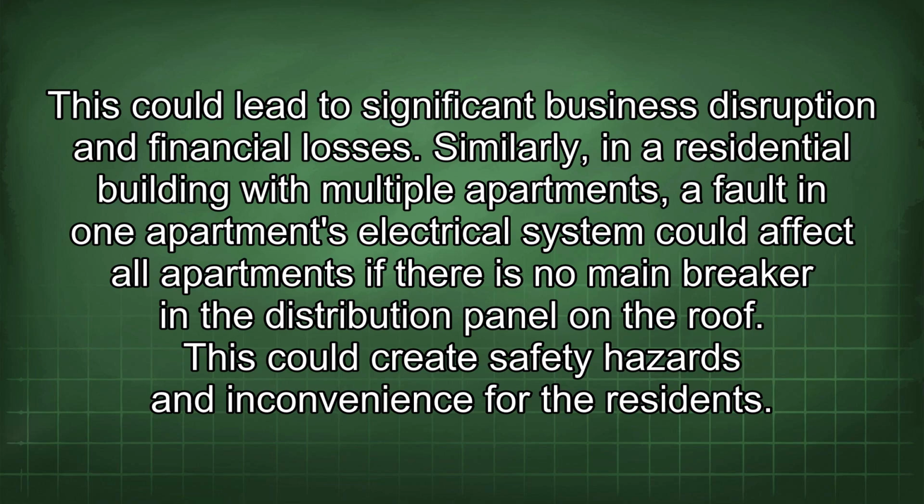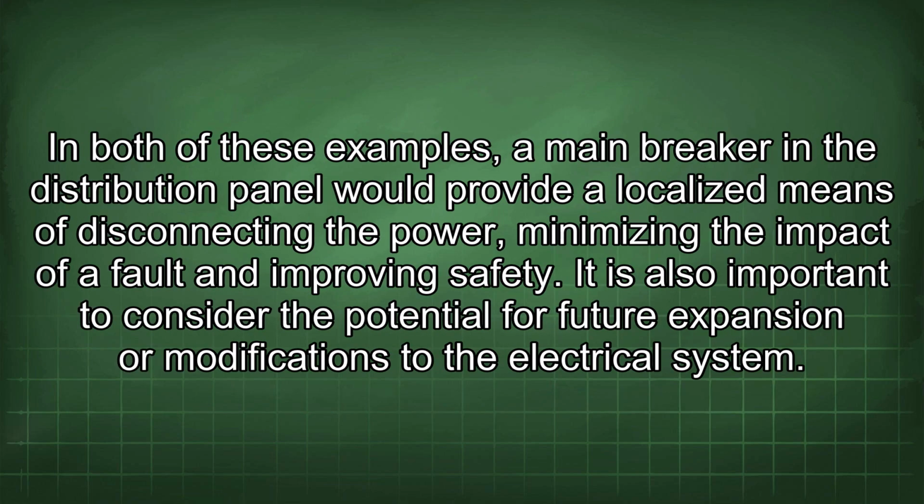Similarly, in a residential building with multiple apartments, a fault in one apartment's electrical system could affect all apartments if there is no main breaker in the distribution panel on the roof. This could create safety hazards and inconvenience for the residents. In both of these examples, a main breaker in the distribution panel would provide a localized means of disconnecting the power, minimizing the impact of a fault and improving safety.